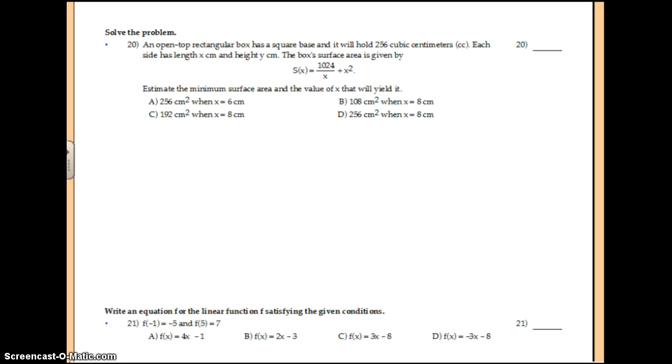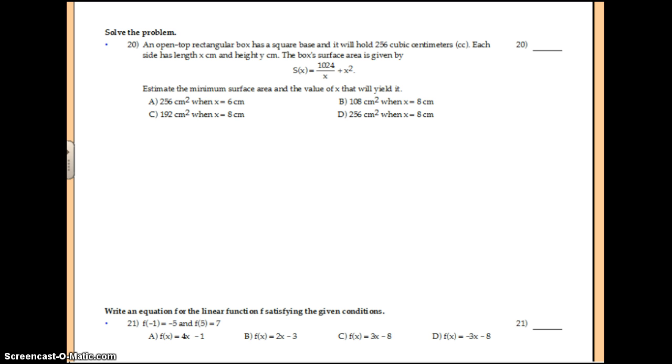Alright, for number 20, an open top rectangular box has a square base and it will hold 256 cubic centimeters. So that's its volume. Each side has length x centimeters and height y centimeters, and the surface area is given by the function s of x equals 1024 over x plus x squared. And we want to estimate the minimum surface area and the value of x that will yield it.